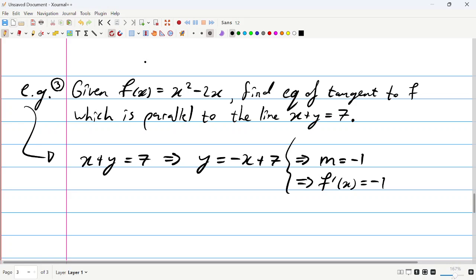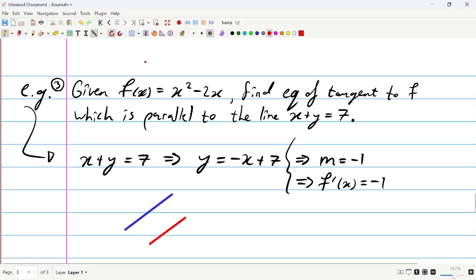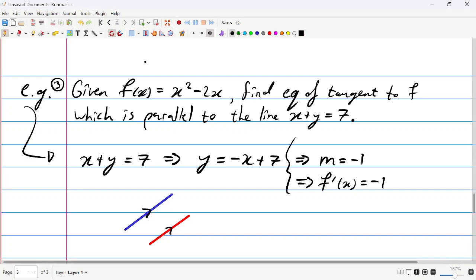Okay, but think about this. Why am I saying f prime of x instead of some other function which, because it's a new line, could be a different function? Well, think about it. If two lines are parallel, what are we saying? If we have a line like this, what would the other line be if it was parallel? Wouldn't it just look something like this? And then what you would notice is both of them are parallel to each other.